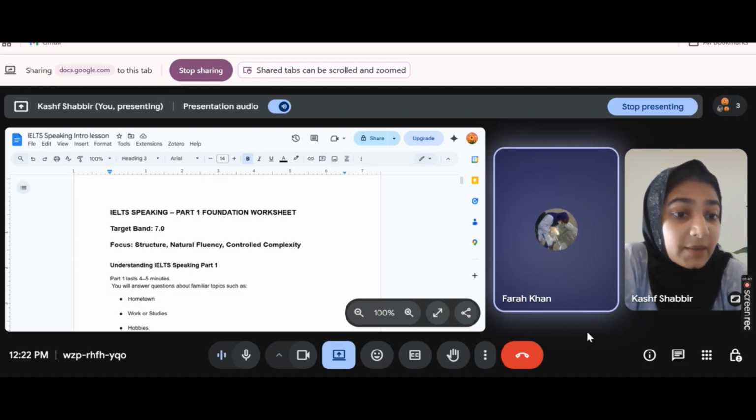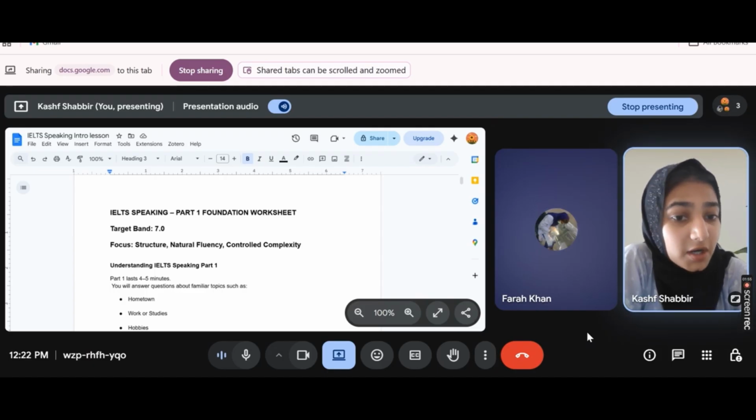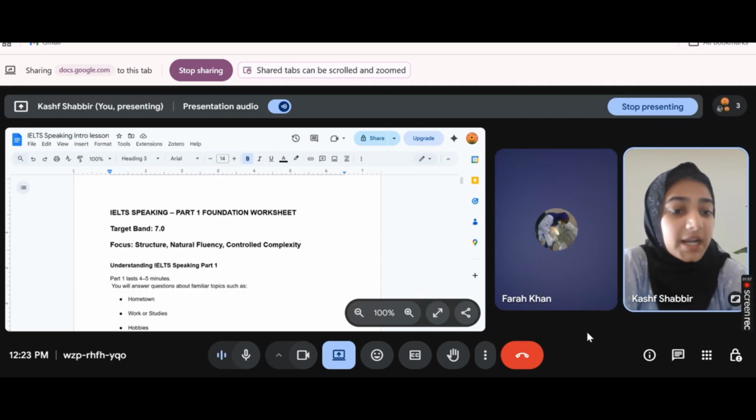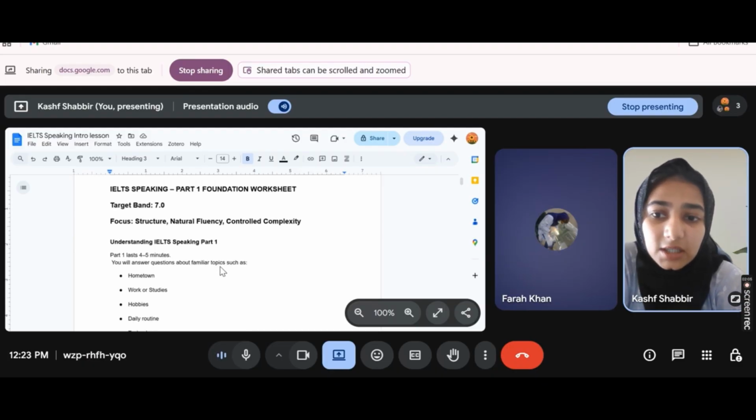Of course, I am not denying the fact that a good vocabulary can definitely increase your chances of getting a good band, but this is not the only thing. You need to take care of your task response, coherence, grammar, and then vocabulary. All right. Now, the first thing that we have here is part 1 of the IELTS.